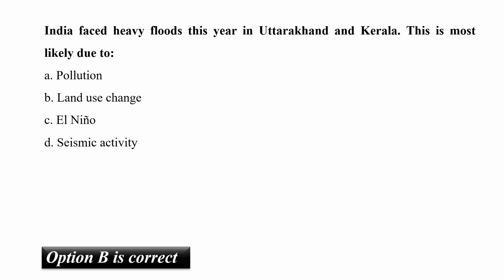El Nino effect is the abnormal warming up of the Pacific Ocean near the equator off the coast of South America. It is known to cause drought conditions in India. So the option C is wrong. Seismic or earthquake activity may lead to floods as a secondary impact. That is, it could break dams or levees, or divert rivers into changing their course. So option D is wrong, and the correct option is B.